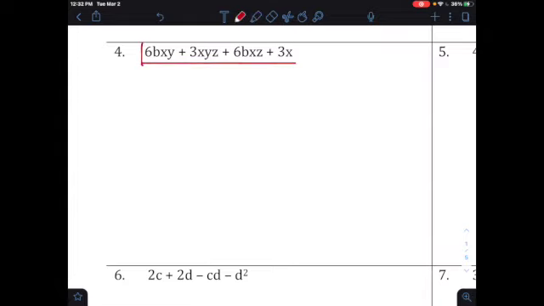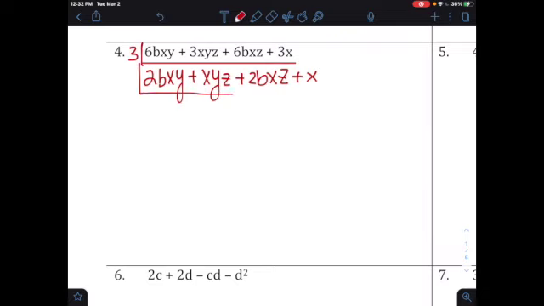First of all, everybody has a 3. So I pulled out 3, and that will be 2bxy plus xyz plus 2bxc plus x. Then you can also pull out an x if everybody notices. If you pull out x, you will have 2by plus yz plus 2bz plus x divided by x is 1. So that's why I want to explain. Then you can proceed to see if you can factor.